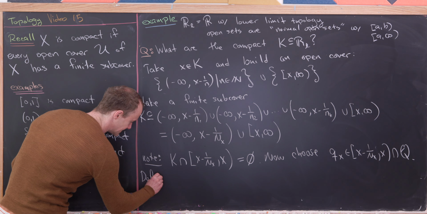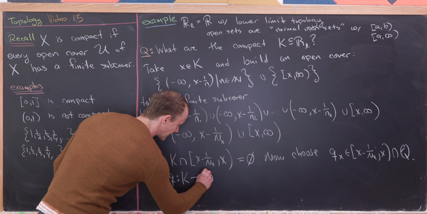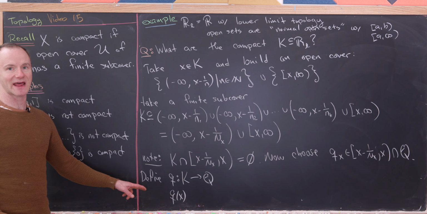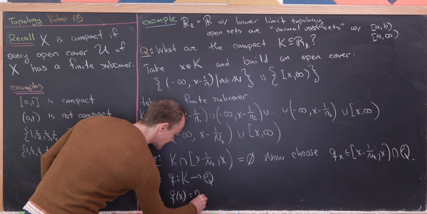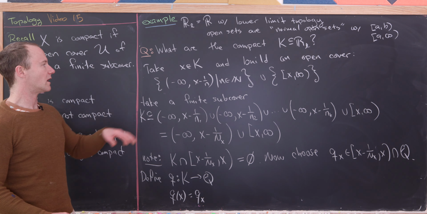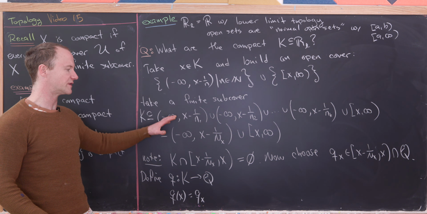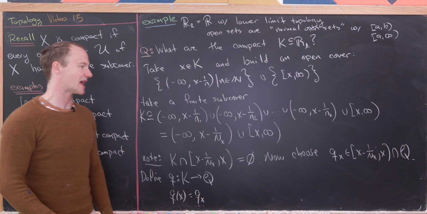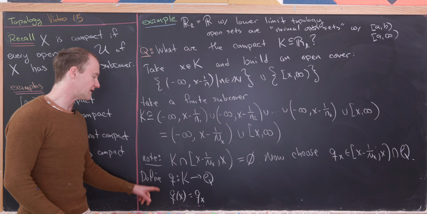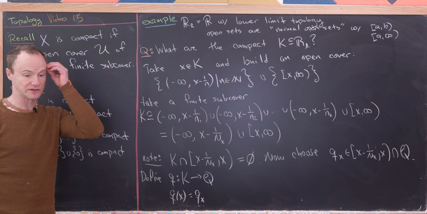Okay, so now what are we going to do? So now let's define a function q starting at K and ending at the rational numbers. And how is it defined? Well, if we evaluate q at x, we're going to simply get q sub x. So that might seem kind of strange, but what's going on here? Well, up here, we take our x from K, build an open cover, and then go through this argument right here to choose that rational number. But we're going to take that entire process to be the development of our function going from our compact set to the set of rational numbers.